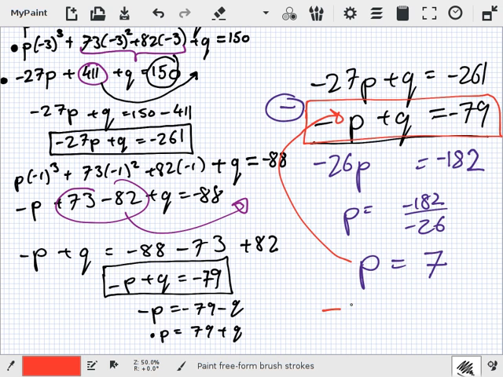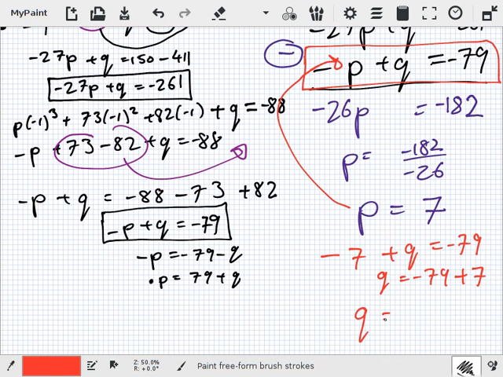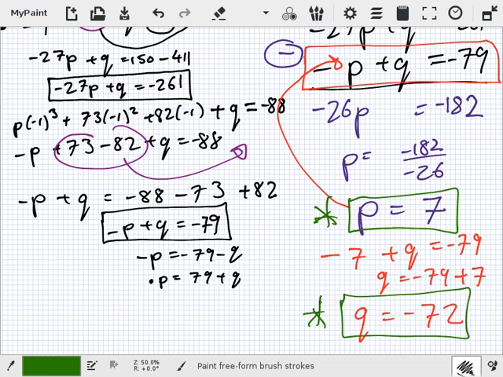So you get minus 7 plus Q equals minus 79. So Q equals minus 79 plus 7. Is that right? Yeah. So Q is minus 72. So we have our P and we have figured out our Q. Wait, Q equals minus 79 plus 7? Yeah. So why are we dividing that one?